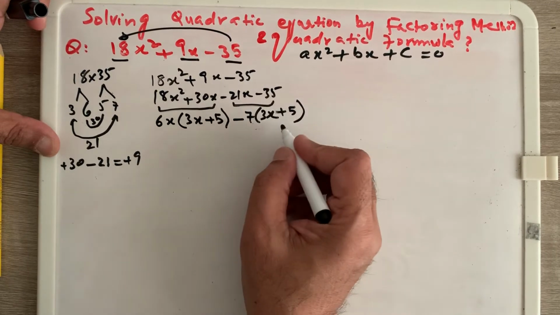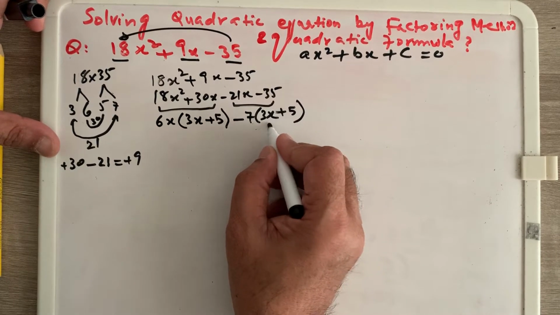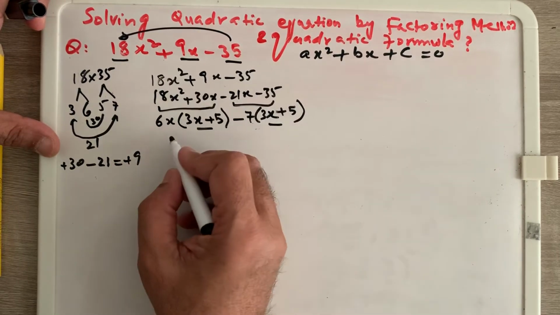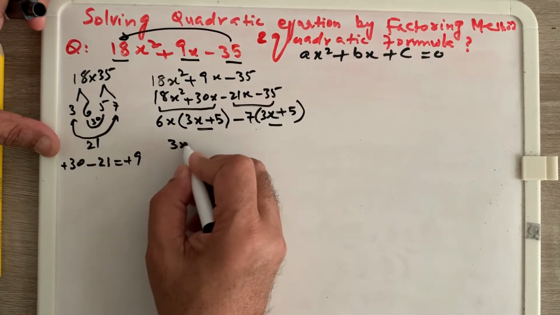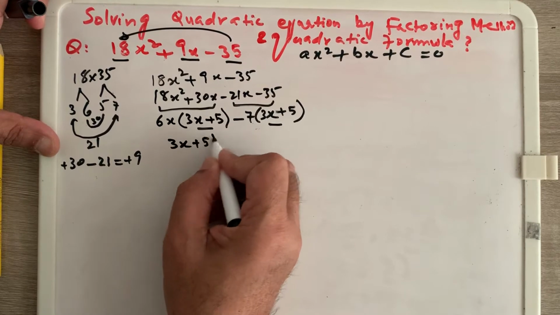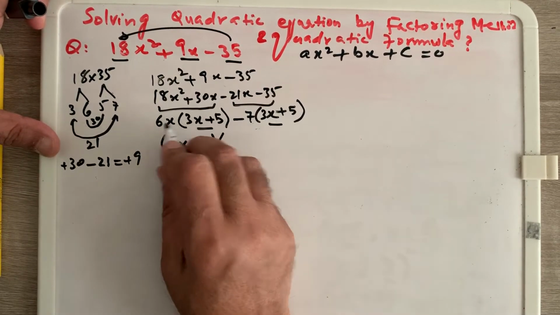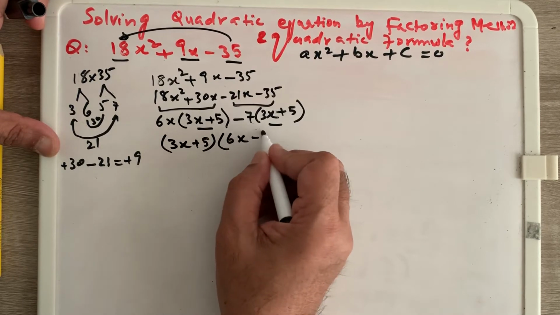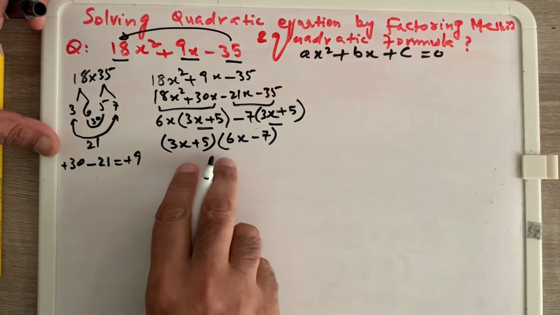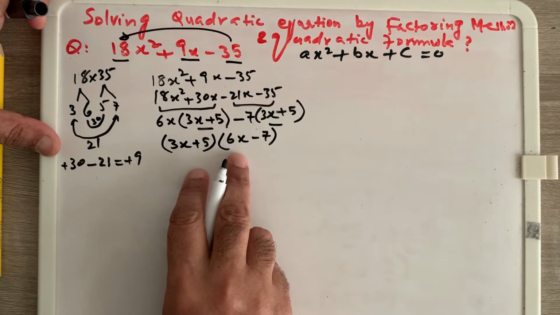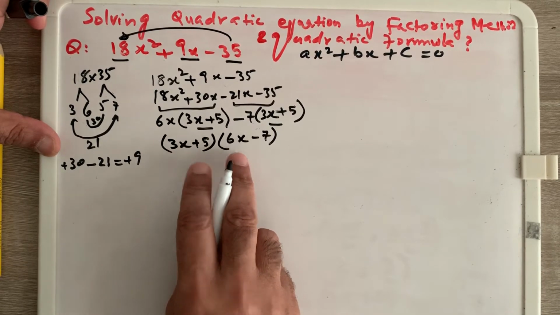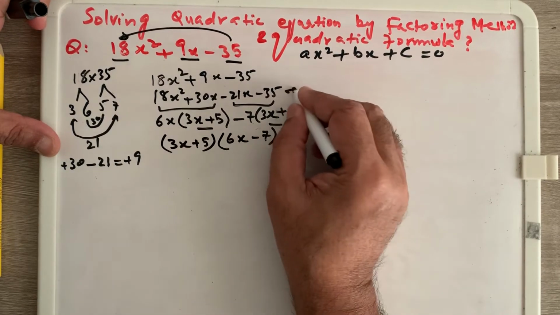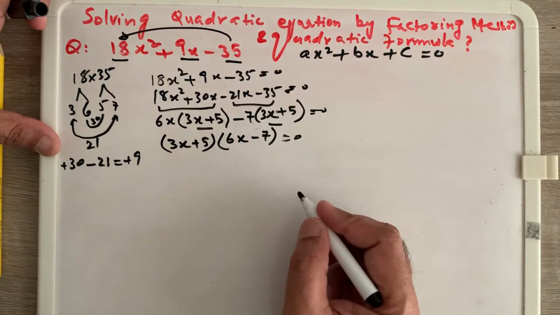plus 5. And we know that these two brackets after taking common should be the same, and we are saying that they are the same, and we have to keep them once. So I will keep them here, and whatever we take outside as common, we put into another bracket: 6x minus 7. So these two brackets are called the factors of this quadratic equation, and we have to equate them to 0 to get the two solutions of the quadratic equation.